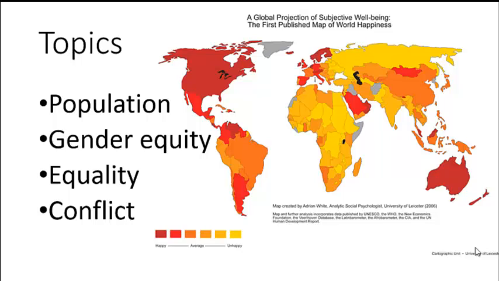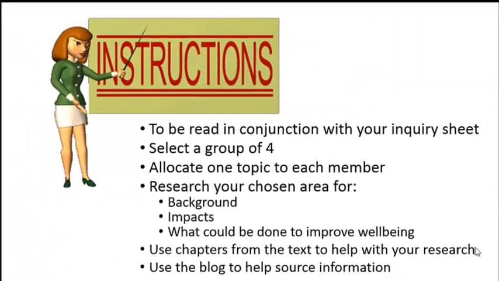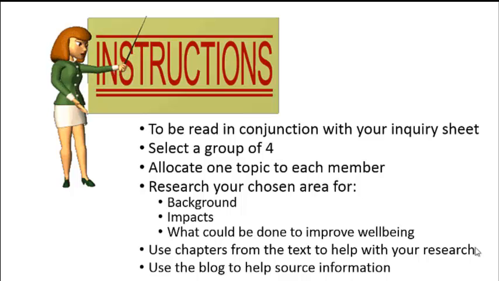Well, there's 4 topics to choose from. I want you to get into groups of 4, and each one of you will select one of these topics. So here it is again. So I will be giving you a set of instructions. That's your inquiry sheet. As I said, I want you to get in a group of 4 and you allocate one topic to each member.